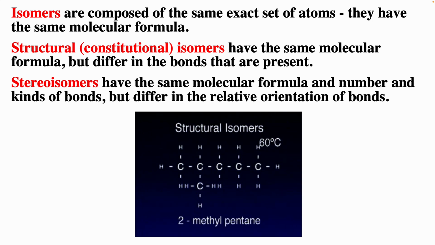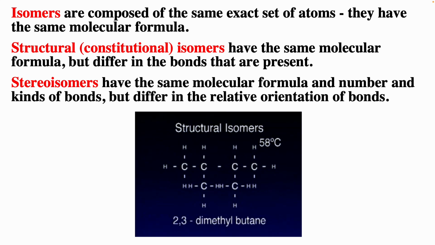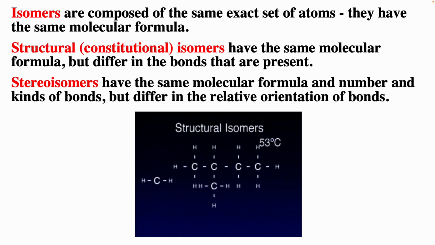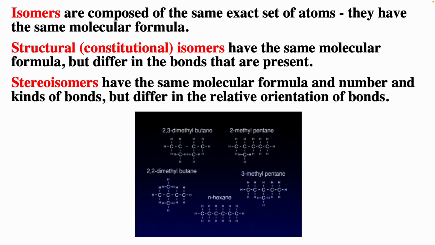Now, adding the end carbon to the second carbon position produces 2,3-dimethylbutane. Moving the methyl group to the second carbon position produces 2,2-dimethylbutane. Sliding both methyl groups to the third carbon position appears to make 3,3-dimethylbutane. But wait again. Rotating the molecule shows it's identical to 2,2-dimethylbutane. These are the 5 isomers of hexane. So again, they all have the same exact set of atoms, different types of bonds, makes them structural or constitutional isomers.